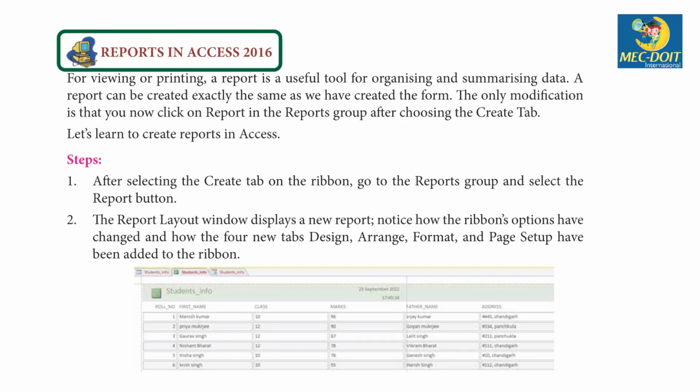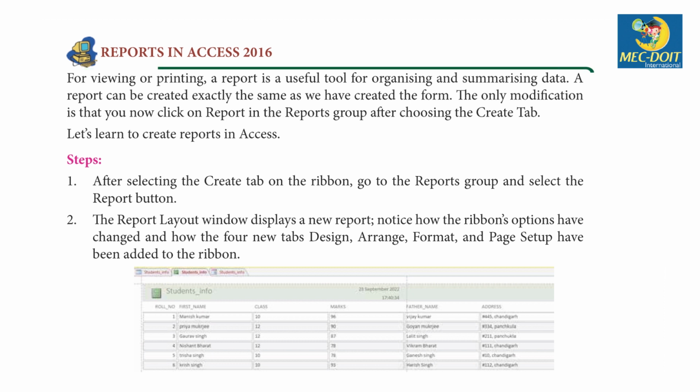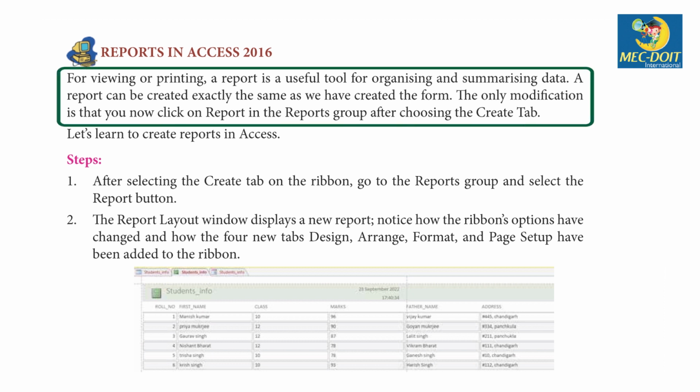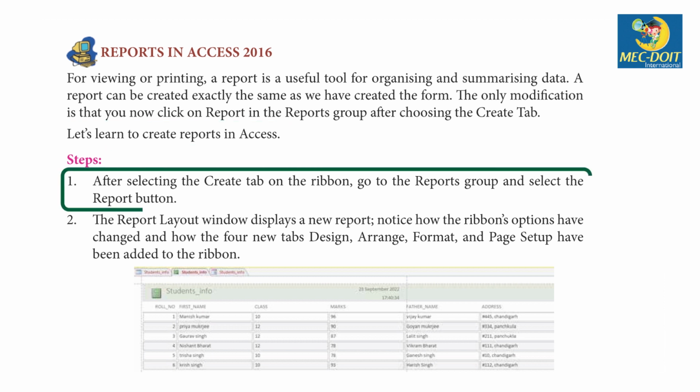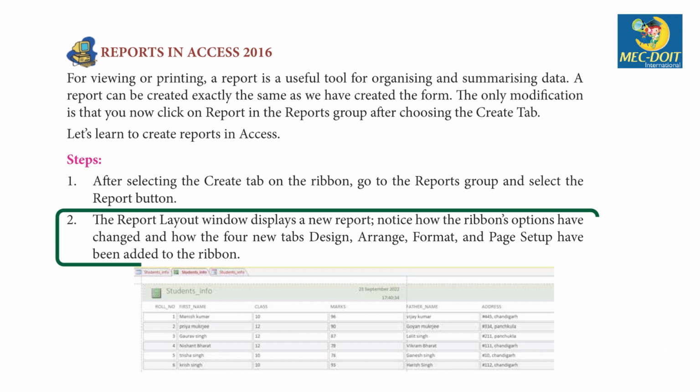Reports in Access 2016. For viewing or printing, a report is a useful tool for organizing and summarizing data. A report can be created exactly the same way as we created the form. The only modification is that you now click on Report in the Reports group. After choosing the Create tab, let's learn to create reports in Access. Step 1. After selecting the Create tab on the ribbon, go to the Reports group and select the Report button. 2. The report layout window displays a new report.